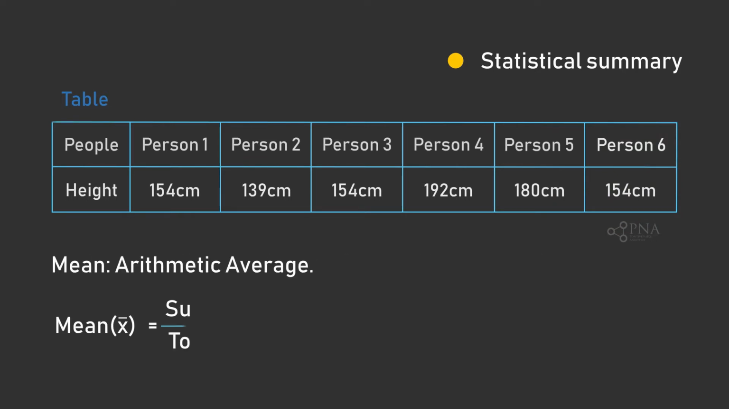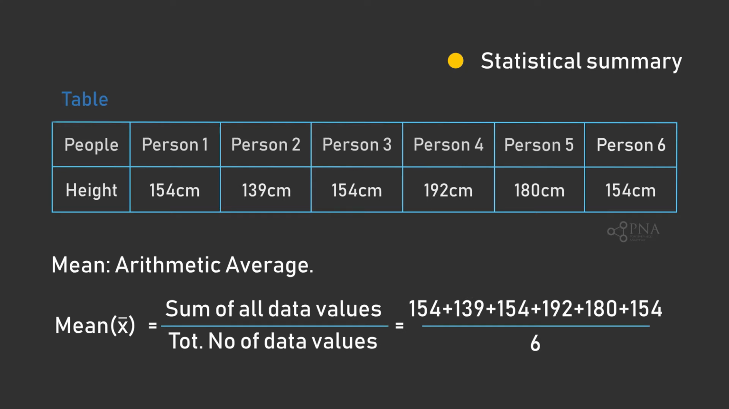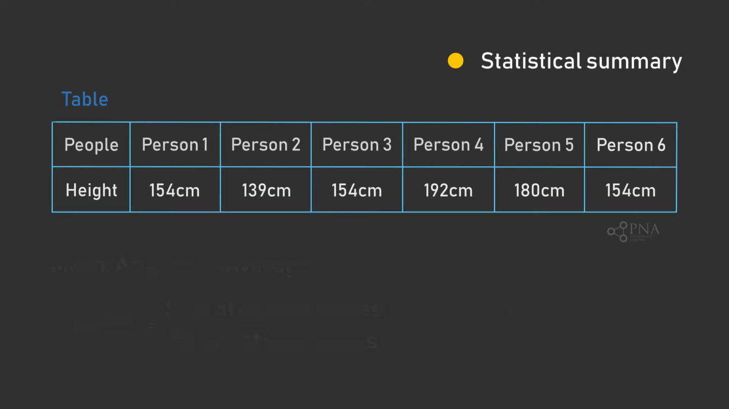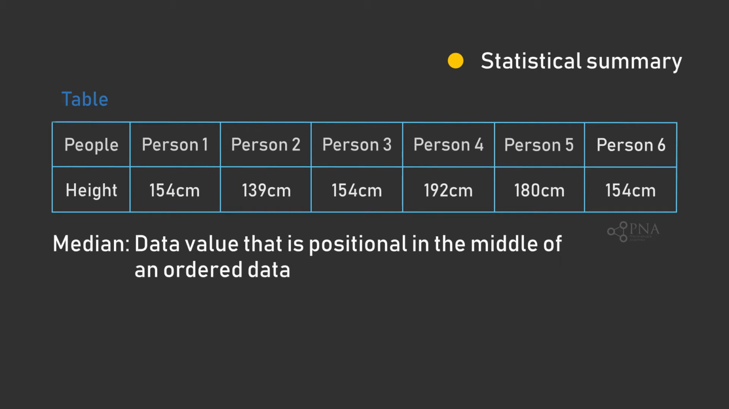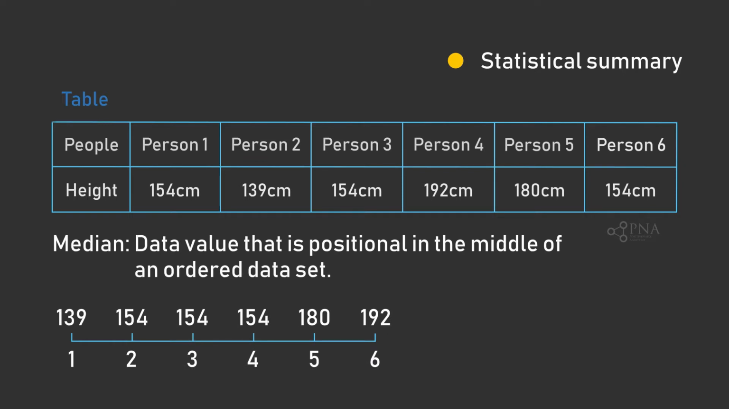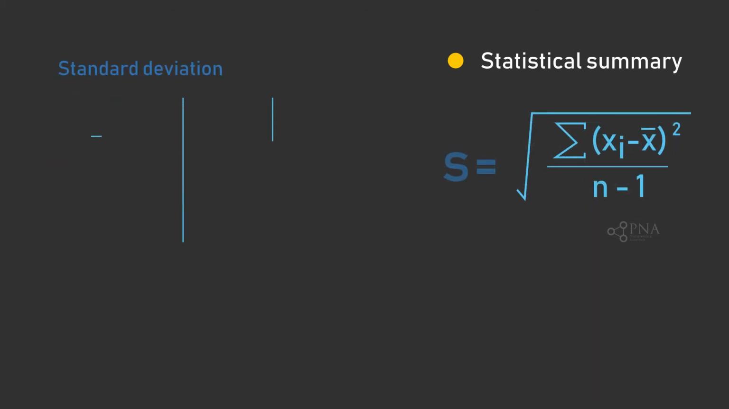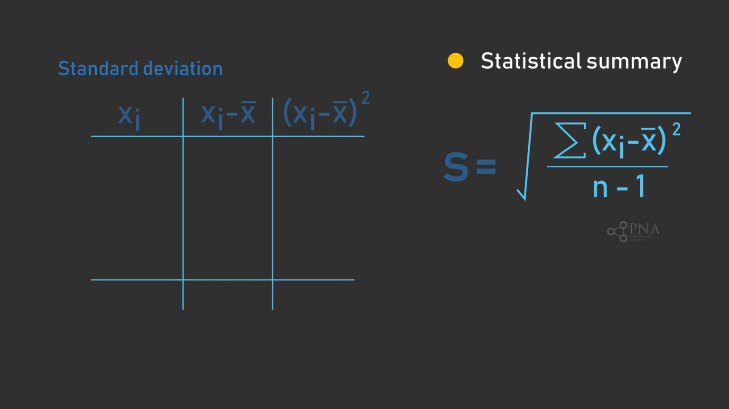The mean is the arithmetic average of all the values in the dataset. The median is the value found in the middle of the organized dataset. Standard deviation is the value that shows how much individual values differ from the mean in the given dataset.